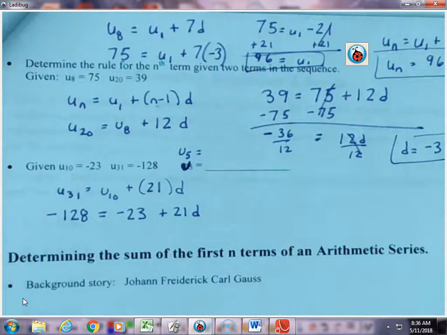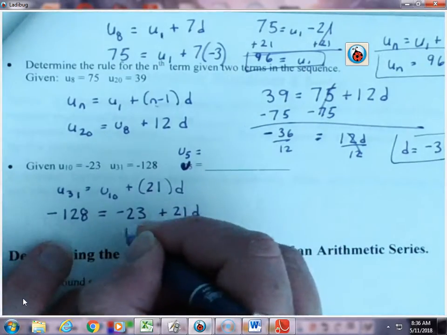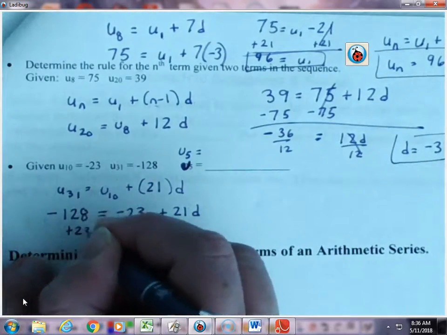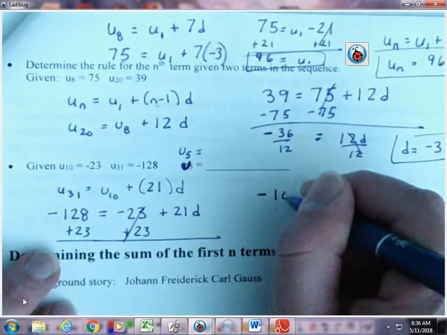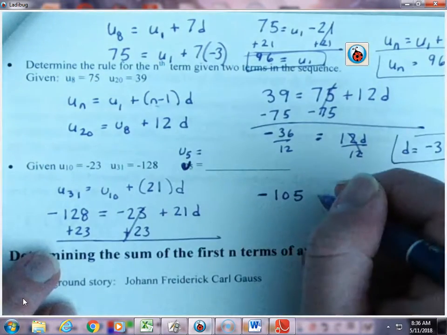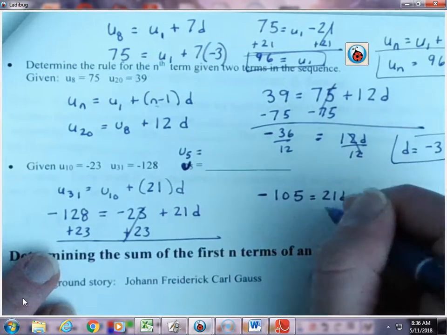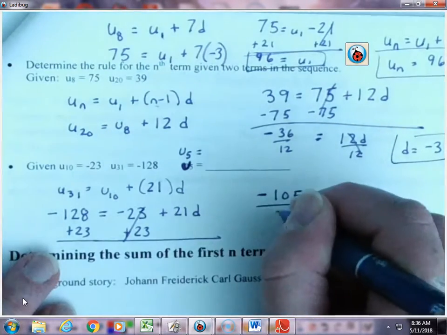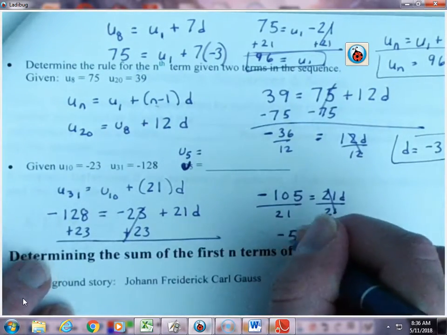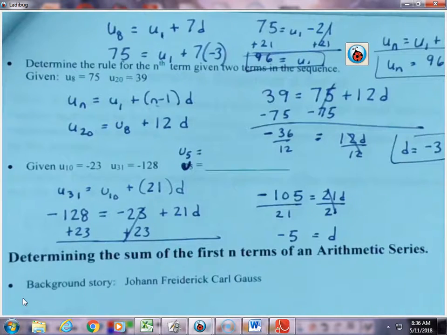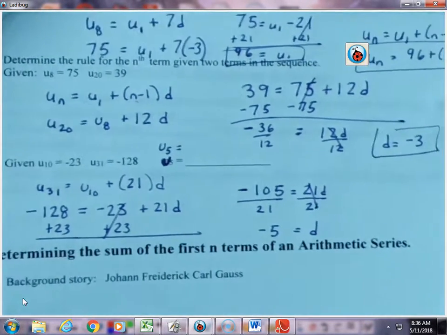What do I need to do? So what do we have there? Negative 105 equals 21D. And then we're going to divide by 21. I hope that's something lovely. That is lovely. It always makes you feel good to get nice answers, although life does not always have nice whole number answers. I appreciate it when it does.